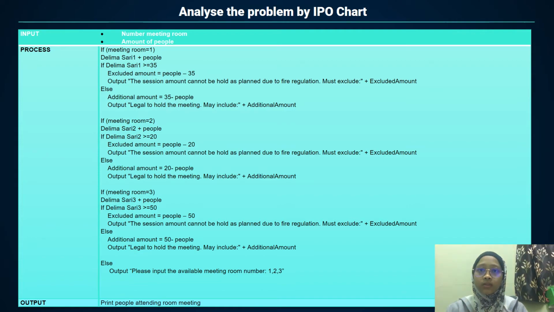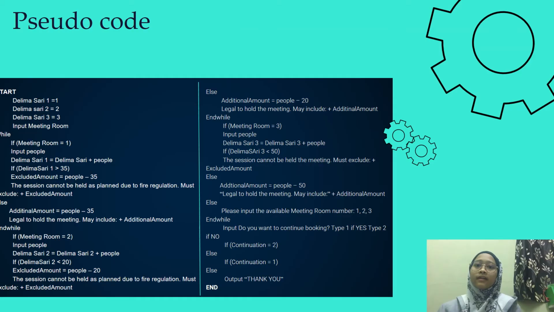Phase 2, analyze the problem by IPO chart. Start: Delima Sari 1, Delima Sari 2, Delima Sari 3, input meeting room. While if meeting room 1, input people, Delima Sari 1 equals Delima Sari plus people. If Delima Sari 1 is over 35, excluded amount equals people minus 35. The session cannot be held as planned due to fire regulation, must exclude plus excluded amount. Else additional amount equals 35 minus people. Legal to hold the meeting, may include additional amount.